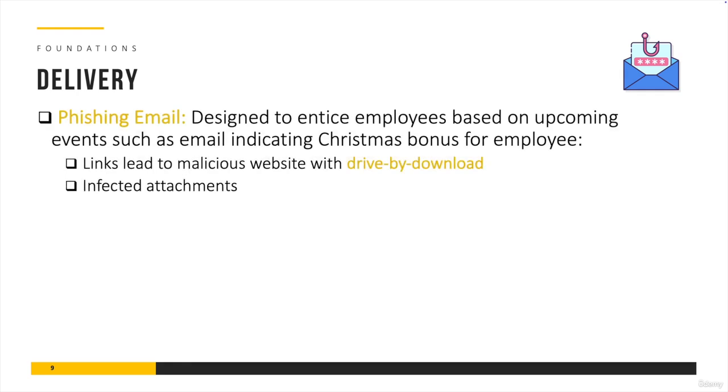So at the top of the list of the ways that they can deliver their exploit is phishing, which is a tried and tested method, and it is the most common delivery method. So they may craft emails around upcoming events such as a Christmas bonus or a company-wide meetup, and then send it to employees. And if they inadvertently click on those links, they are taken to malicious websites, which have drive-by downloads, which basically means things that download automatically once you visit a website.